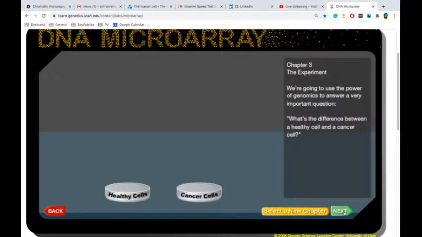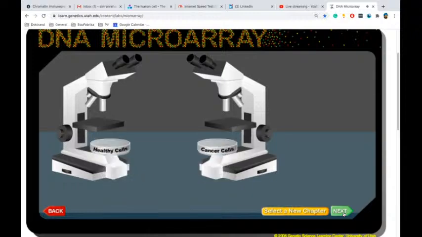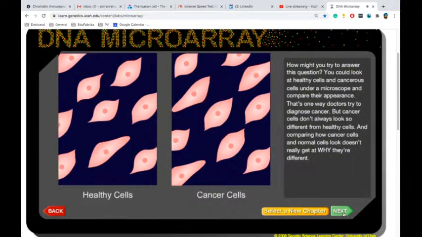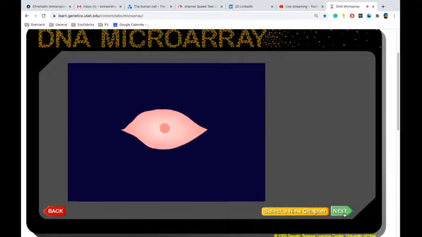In this chapter 3, we are going to use the power of genomics to answer a very important question. What is the difference between a healthy cell and a cancer cell? To answer this question, you might look at healthy cells and cancer cells under the microscope and compare their appearance. That's one way doctors try to diagnose cancer. But cancer cells don't always look different from healthy cells.